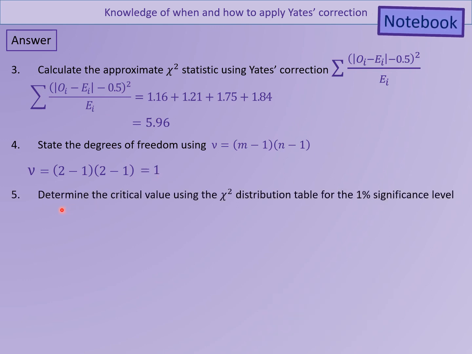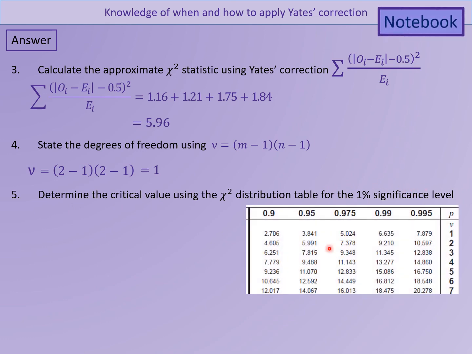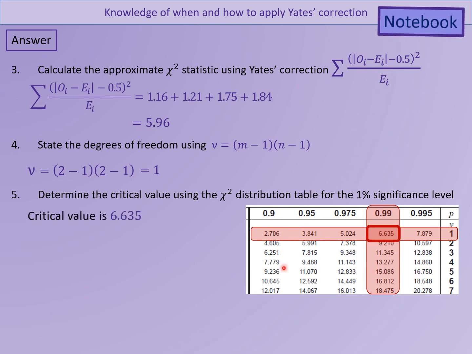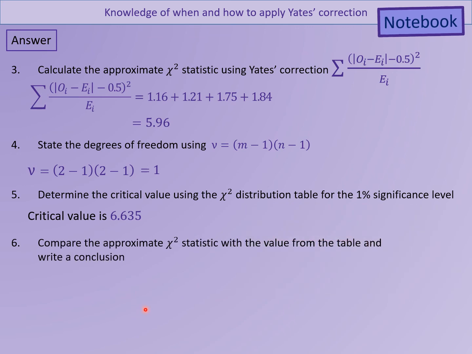And we also just make a note of the significance level. So it's 1%. So we're looking for 99 or 0.99 on our table. So there's 0.99. There's the value for 1. So that gives us a critical value of 6.635. So 6.635. If we compare that to our value, 5.96 is lower than 6.635. It hasn't reached our critical value. It's below our critical value.